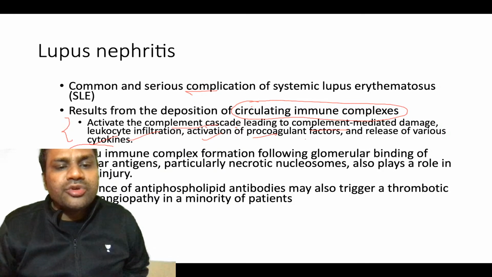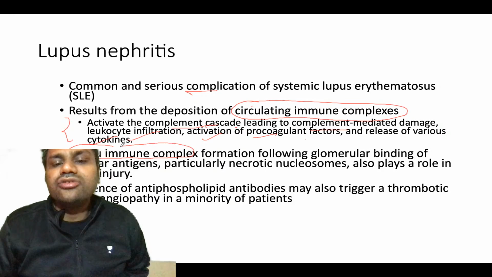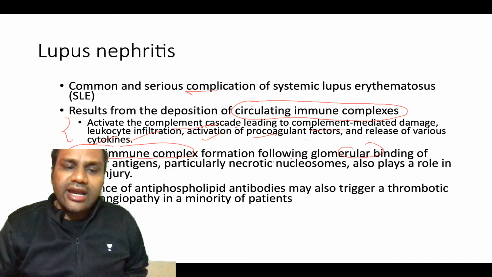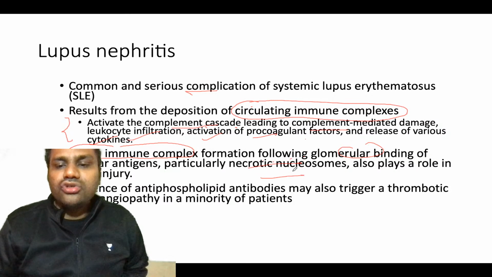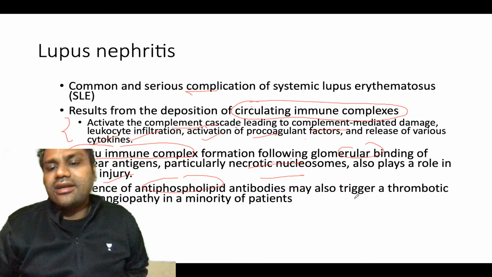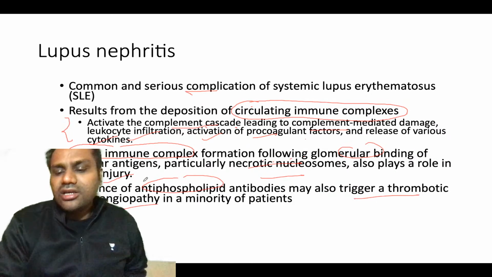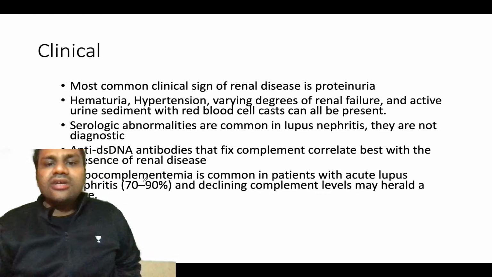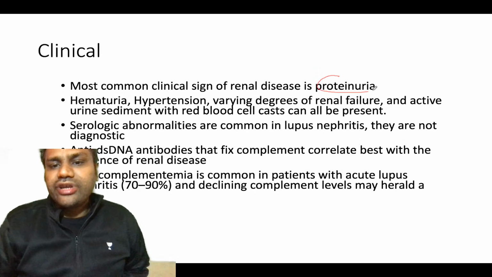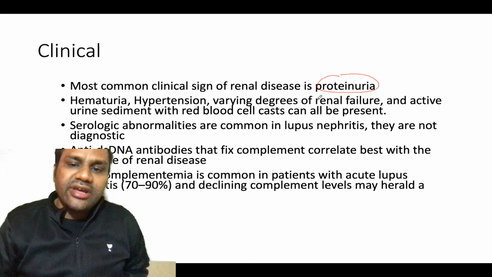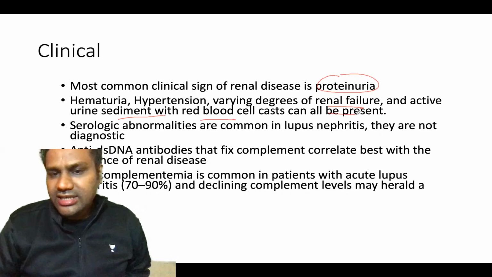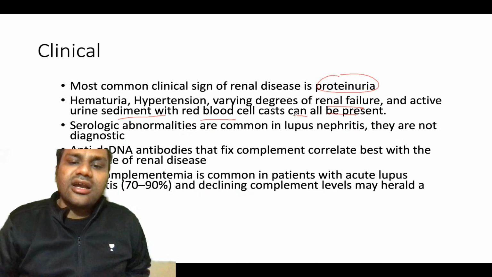There are also in situ immune complexes, formed following glomerular binding of nuclear antigen, particularly necrotic nucleosomes, and these also play a role in renal injury. Then the presence of anti-phospholipid antibody triggers thrombotic microangiopathy in a minority of patients. The most important finding in lupus nephritis is proteinuria, along with hematuria, hypertension, and various degrees of renal failure, and active urine sediment with red blood cell casts can be present. Serological abnormalities are common in lupus nephritis.